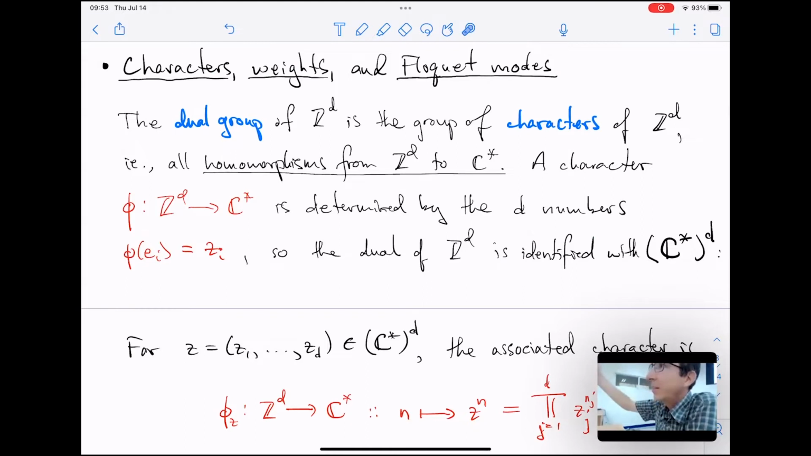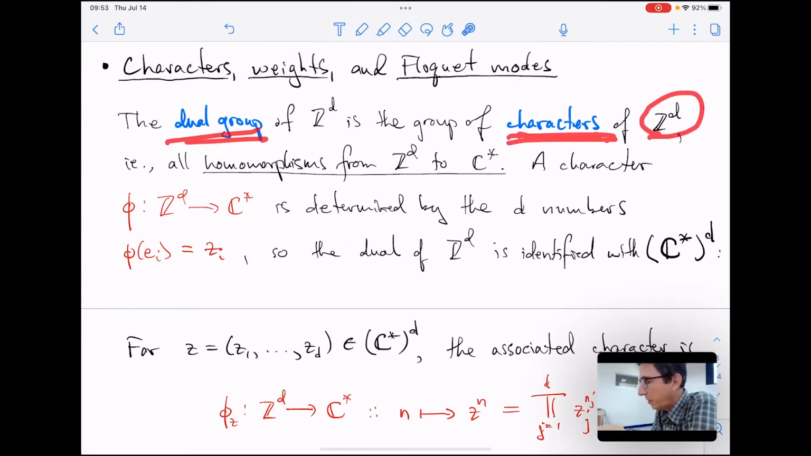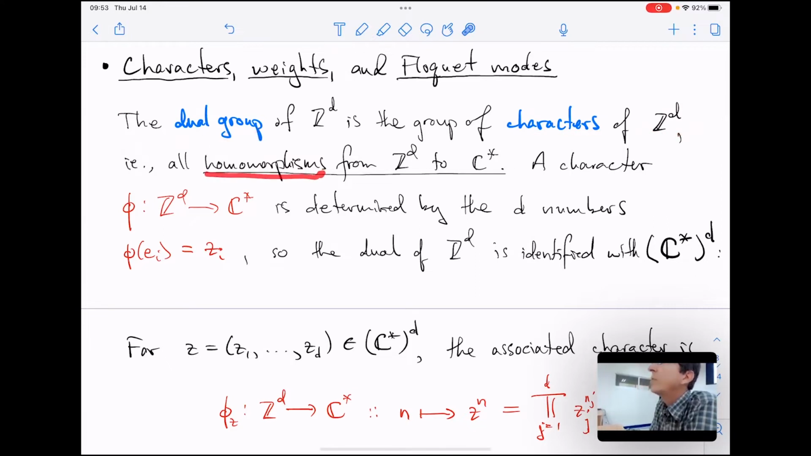What we do here is now, in the context of just groups, rather than vector spaces, we take the group and we map it to some standard group, which is C star. C star is the complex numbers minus the origin. So it's the multiplicative group of the complex numbers. Okay. We use that group as the target space. So the dual group consists of all characters of Z^d, which are homomorphisms. Homomorphisms means it just preserves the group structure. Homomorphisms from Z^d to the standard group C star.